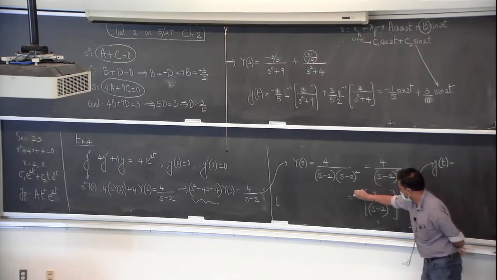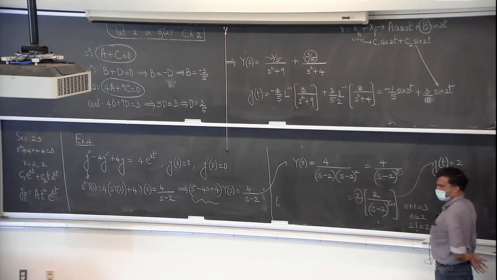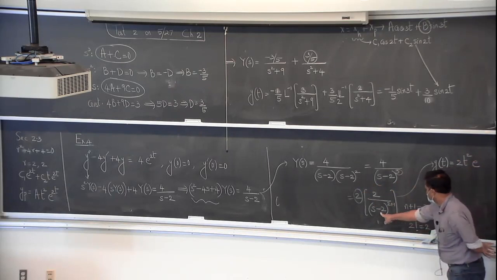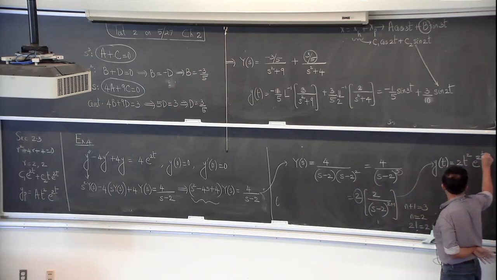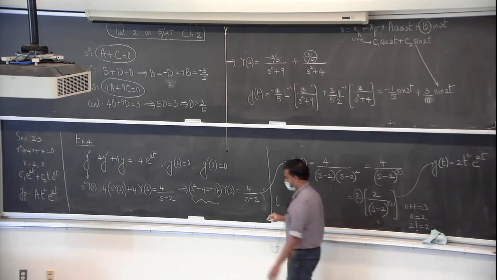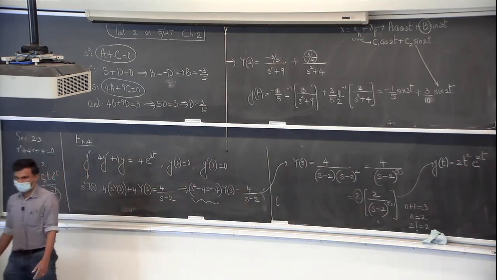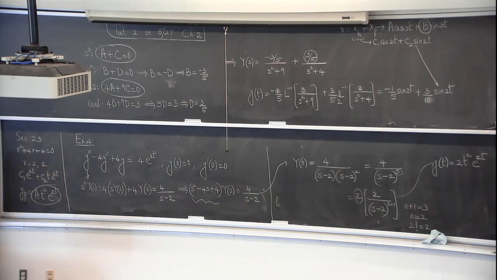So this 2 is here. What is the remaining term? A is 2, right? So e to the power of 2t. That's what you would have expected here, okay, without any headaches. Right?